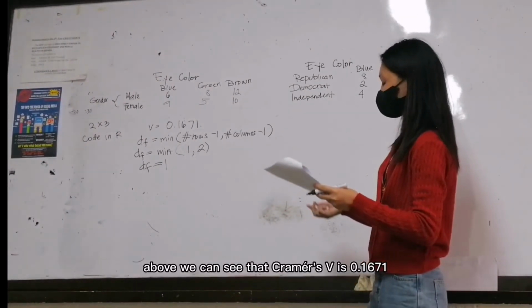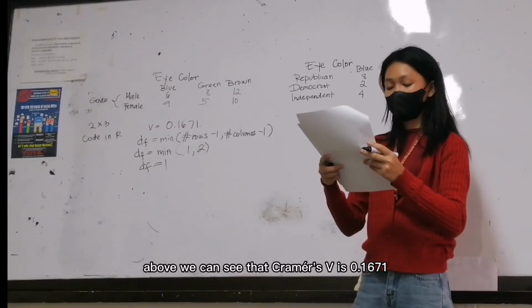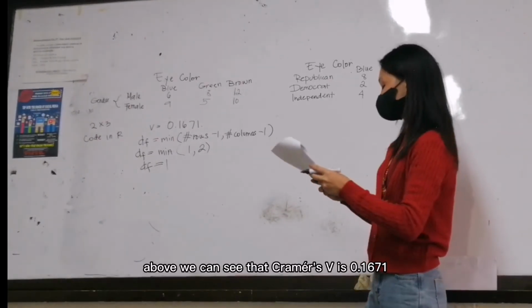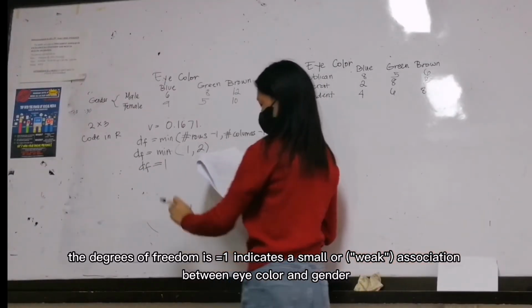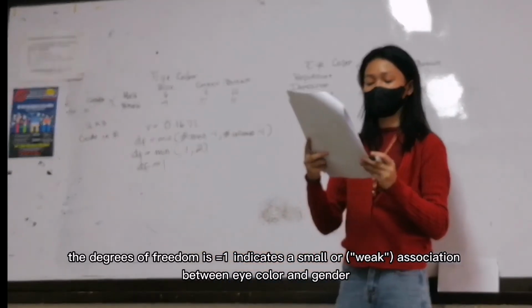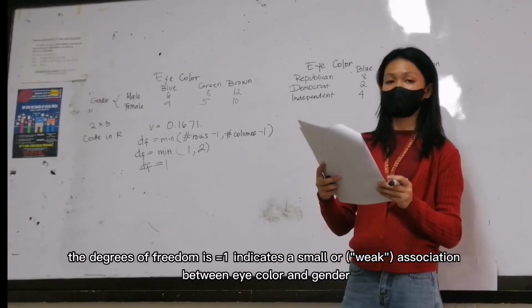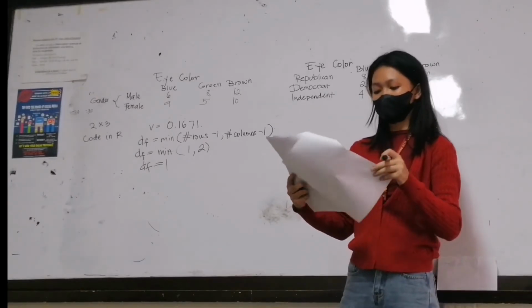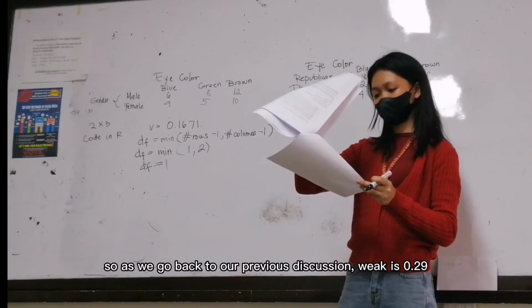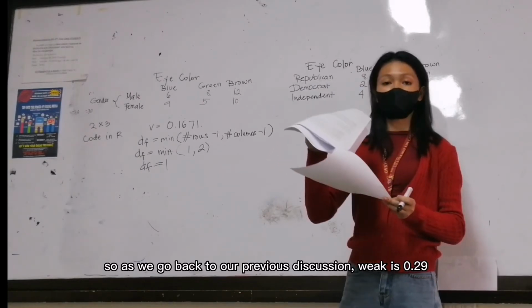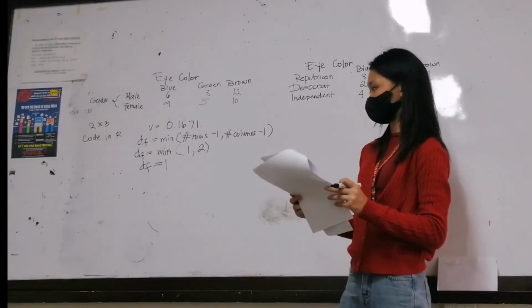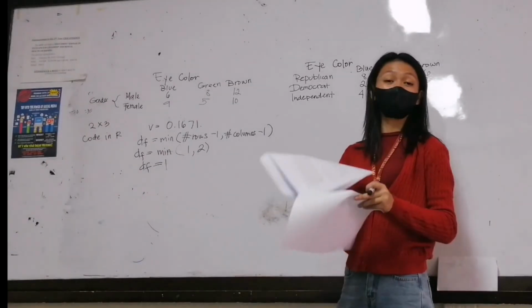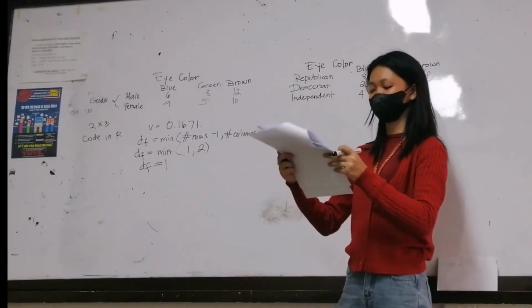Referring to the table above, we can see that Cramér's V is 0.1671 and degrees of freedom is 1. It indicates a small or weak association between eye color and gender. So, if we go back to our previous table, the weak is 0.29.